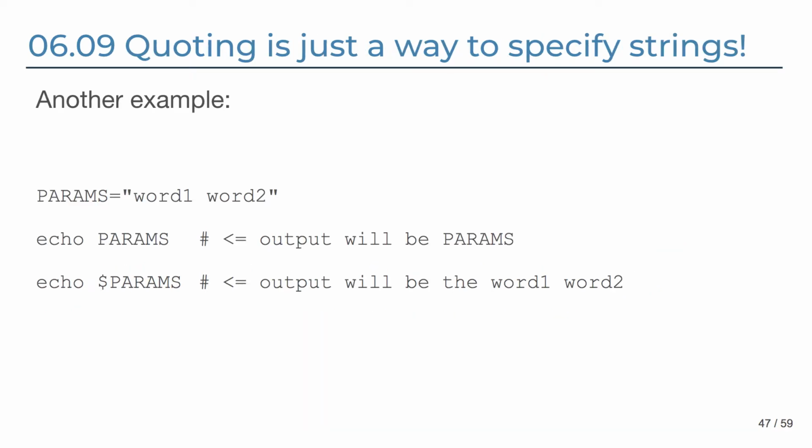Yeah, as I said, it's just a way to specify strings. The simplest example is you have the two words, and this here will just print params, and this here will substitute it with the value of the variable params.